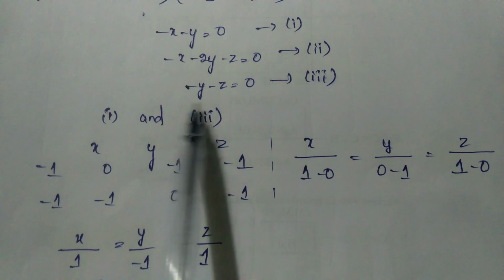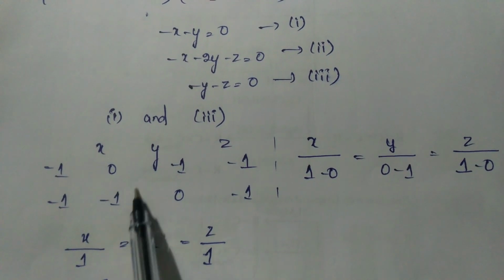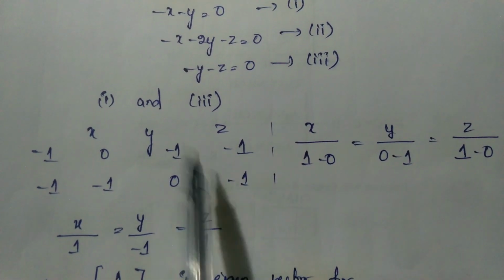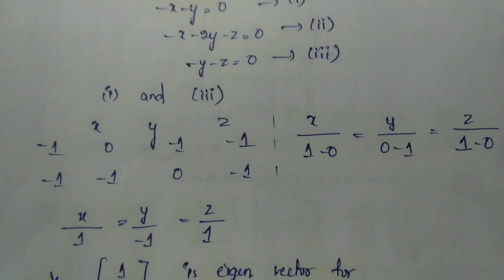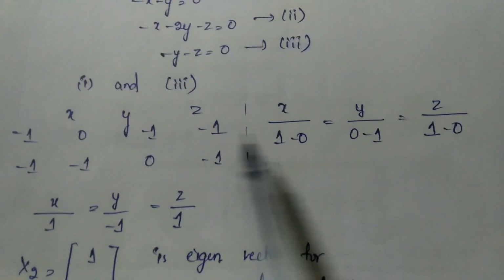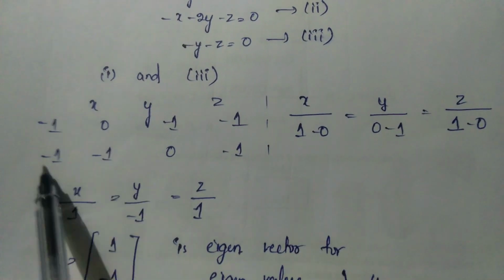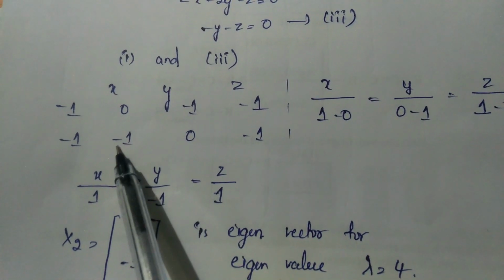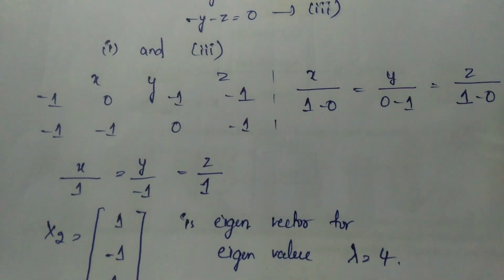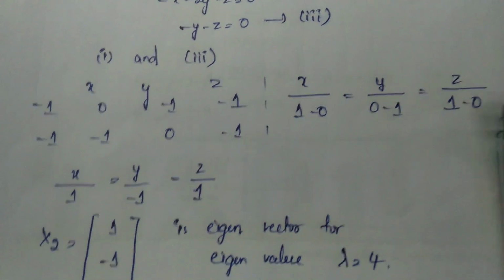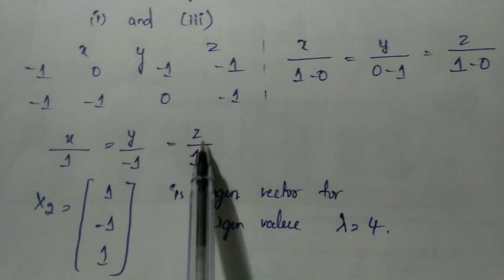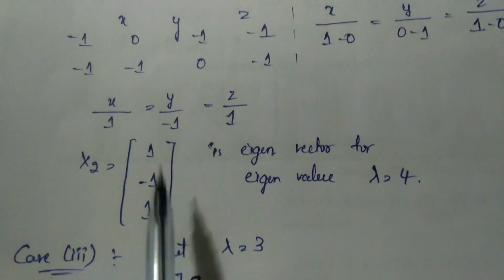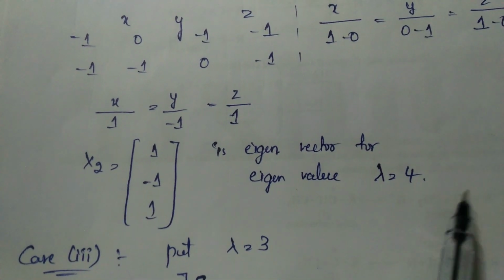Then x, y, z, similarly taking the coefficients of y, next the coefficients of z, the coefficients of x, and again the coefficients of y. So you get this. This is from the first equation and this is from the third equation. Then x by (minus 1 into minus 1, that is 1, and 0 into something is always 0) equals y by (0 minus of minus 1 into minus 1, which is plus 1, and when it is multiplied with minus it becomes minus 1), and that equals z by (1 minus 0). Then x by 1, y by minus 1, z by 1. Then X2, the second eigenvector, we got as 1, minus 1, 1. So this is the eigenvector for eigenvalue lambda equals 4.